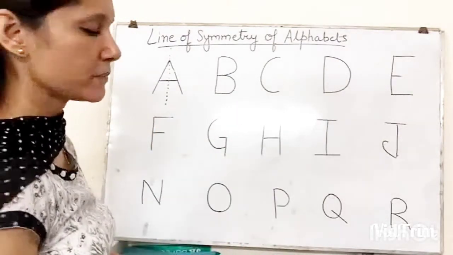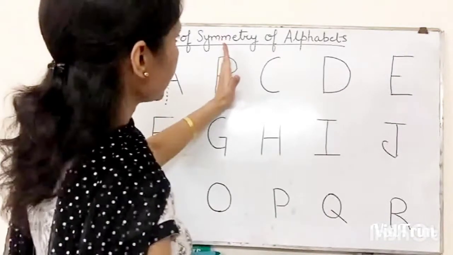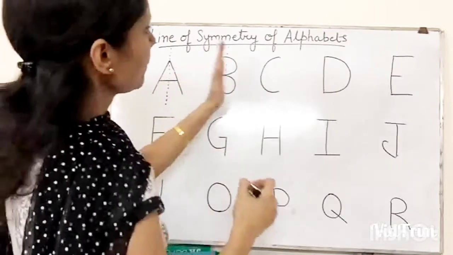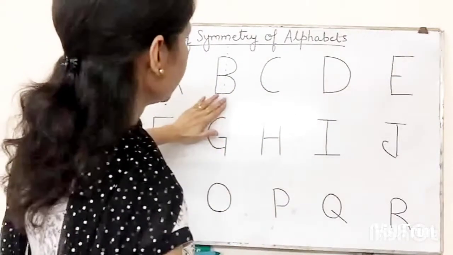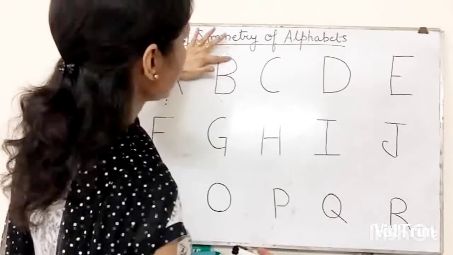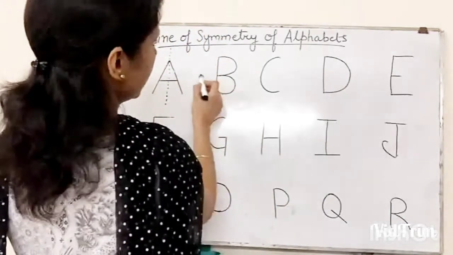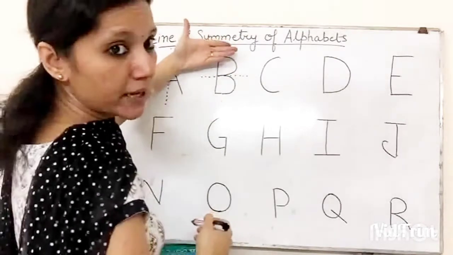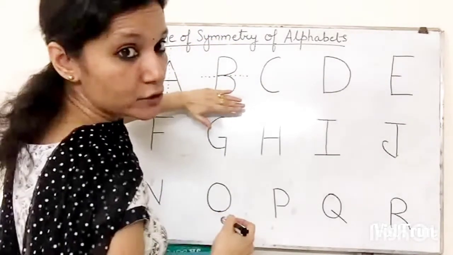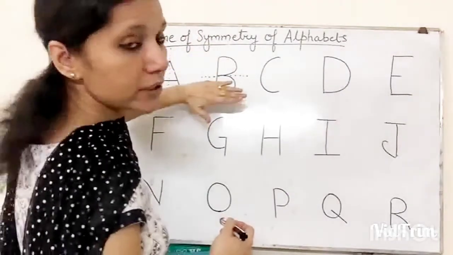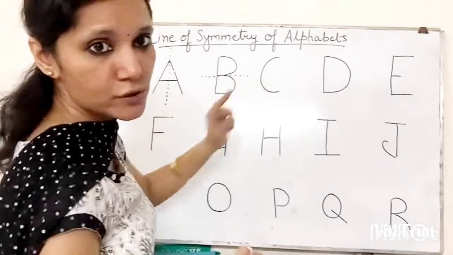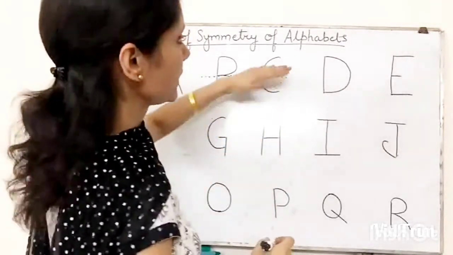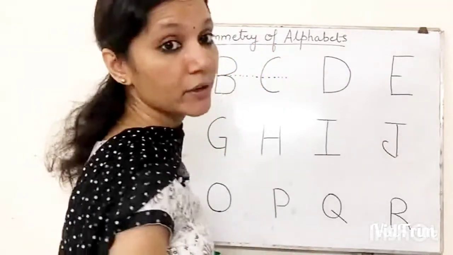Now come to alphabet B. If I draw a vertical line of symmetry, see, whatever is present on the left side, is the same thing present on the right-hand side? No, that means alphabet B does not possess a vertical line of symmetry. If I draw a horizontal line of symmetry, see, whatever is present on the upper part, the same thing is present on the lower part also. And if I fold this, they would completely overlap. So B has a horizontal line of symmetry. Similarly, C also has a horizontal line of symmetry. It does not have a vertical line of symmetry.